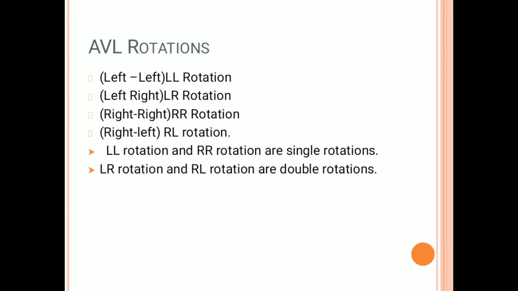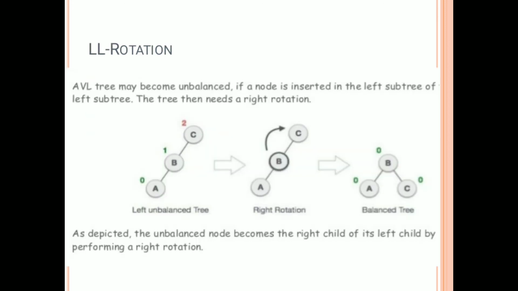So what are the AVL rotations? An AVL tree has 4 types of rotations: LL rotation, LR rotation, RR rotation and RL rotation. LL rotation is left of left rotation. LR rotation is left right rotation. RR rotation is right of right rotation. RL rotation is right left rotation. LL rotation and RR rotation are single rotations. LR rotation and RL rotation are called double rotations.